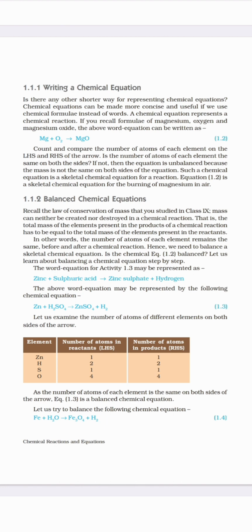Okay, so the example here is zinc plus sulfuric acid gives zinc sulfate plus hydrogen. Zinc sulfate plus hydrogen. The formula of zinc is Zn.